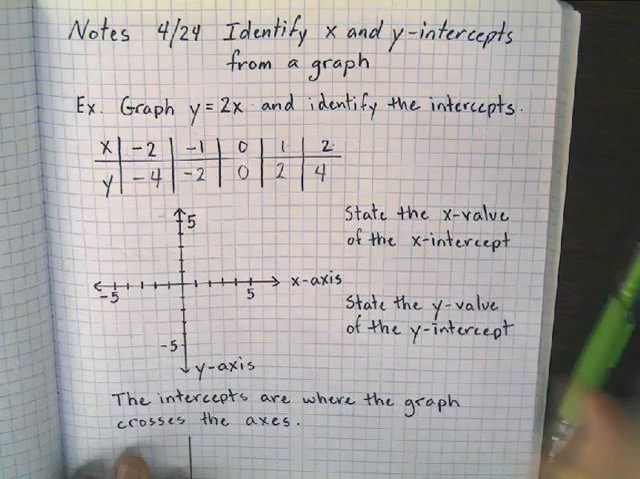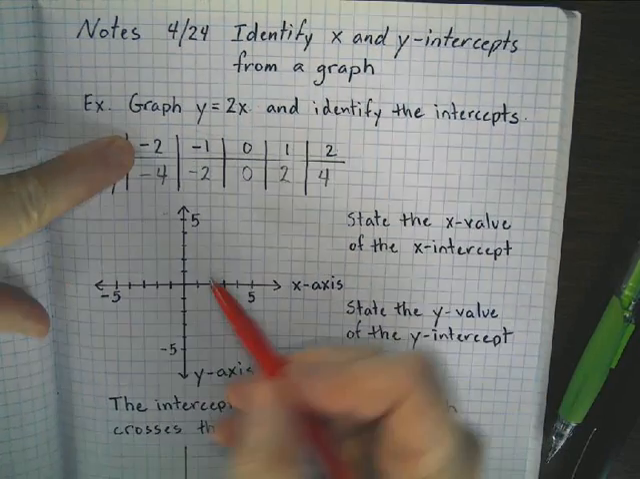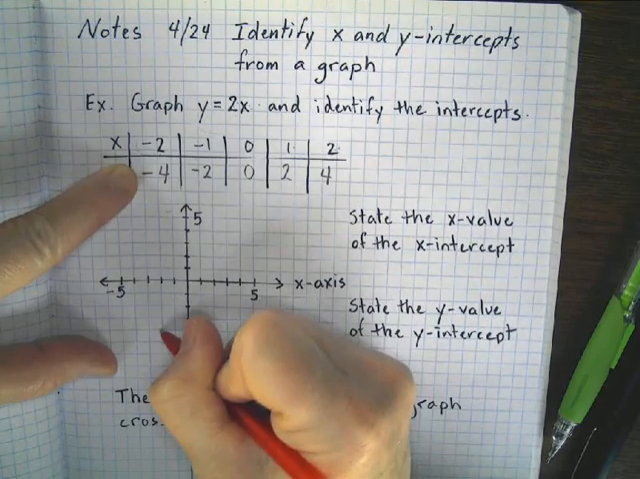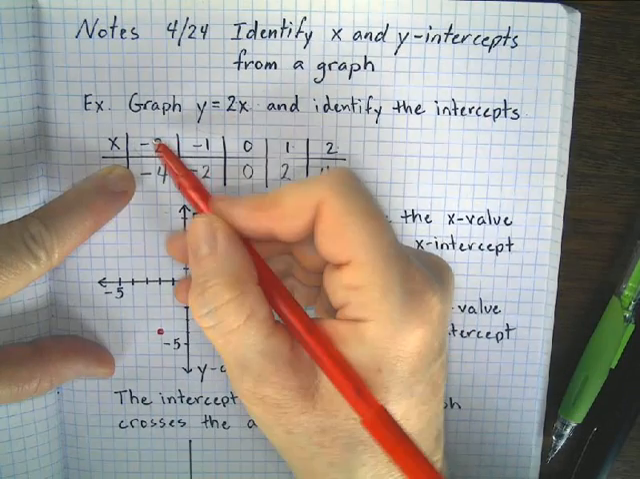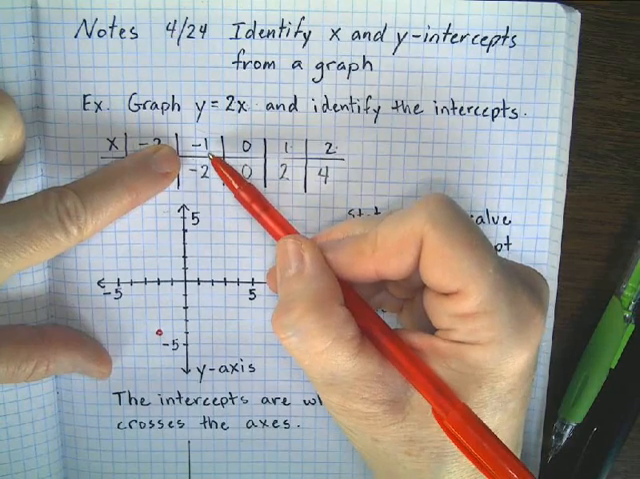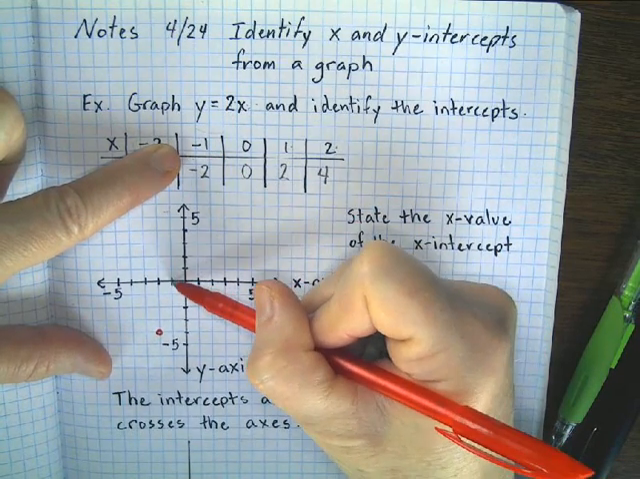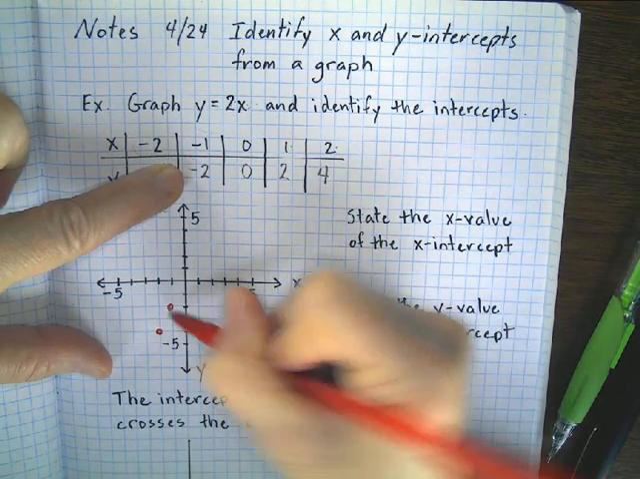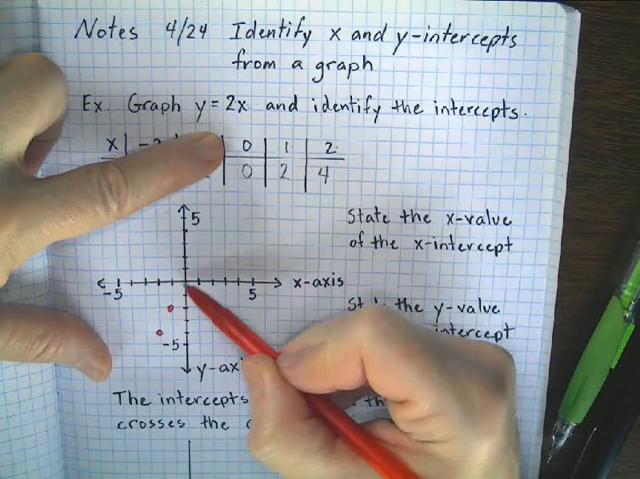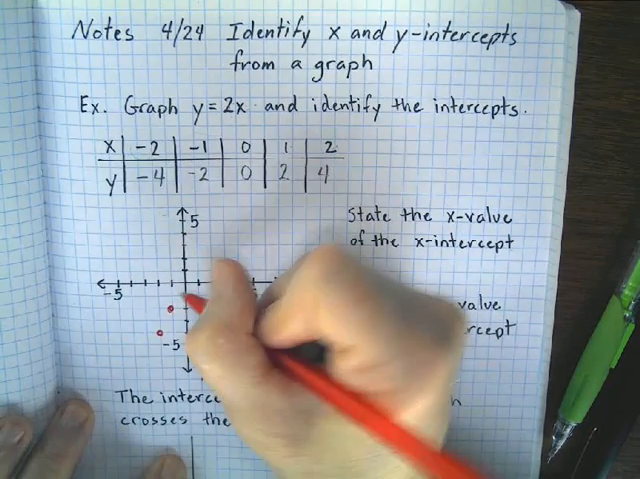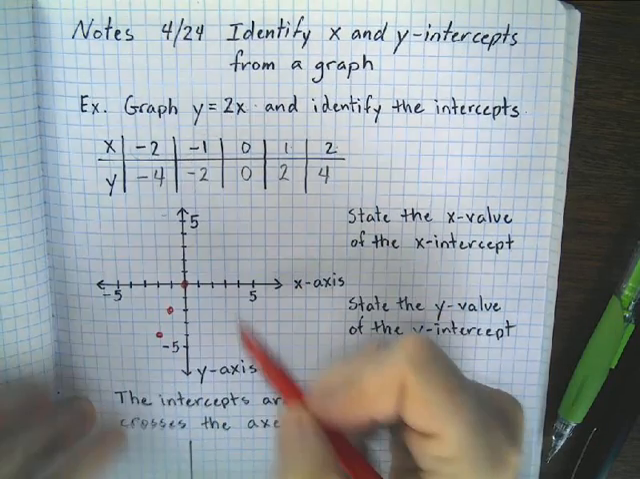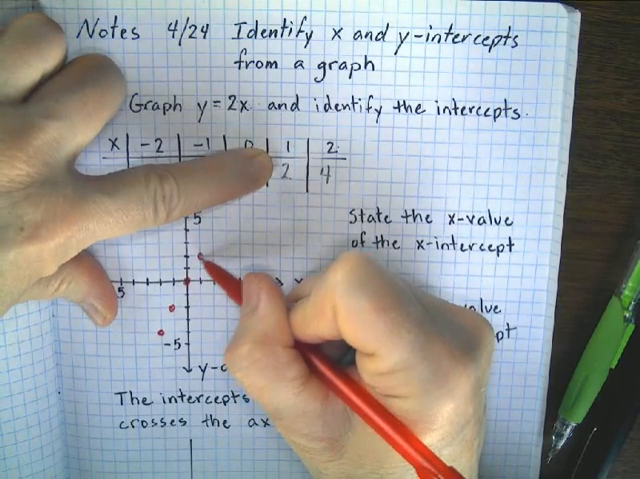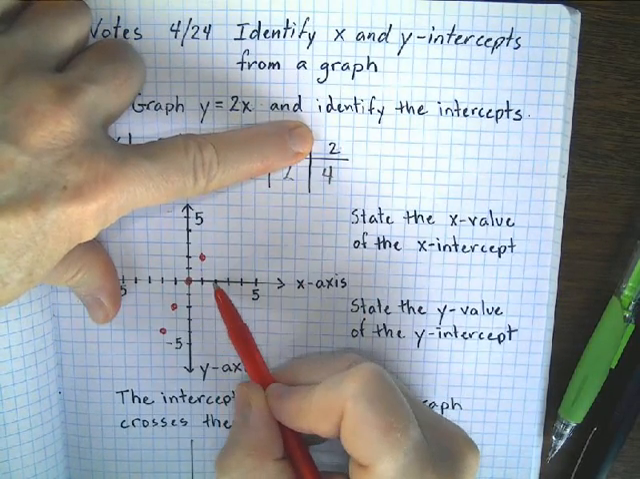Now I'm going to plot my points. -2, -4. It's right there. That's the first point. The second point, -1, -2. Third point, 0, 0. I don't go anywhere. Stay right there. 1, up 2. 2, up 4.